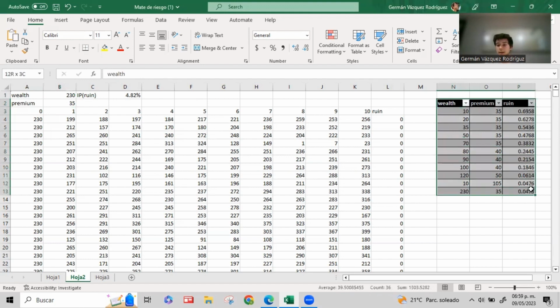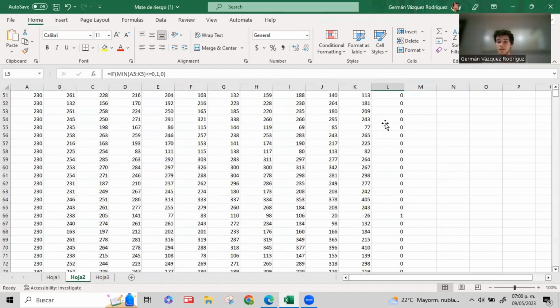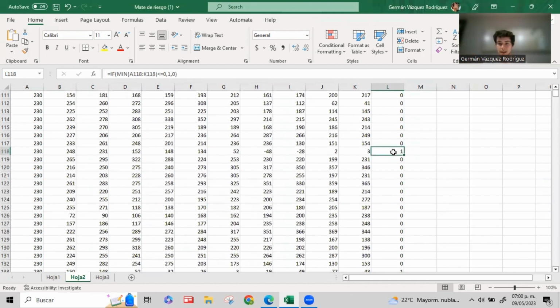Here on our right, we have certain wealths and premiums already calculated. We verify premiums with a lot of wealths until we get a satisfying 5% confidence value, right? Why 5%? Because of all these iterations, the 900,000, only 5% of those experiments fail. And the 95% of those experiments have a 0, they didn't go to ruin. But if we search here for a 1, we can see that the experiments went to ruin.